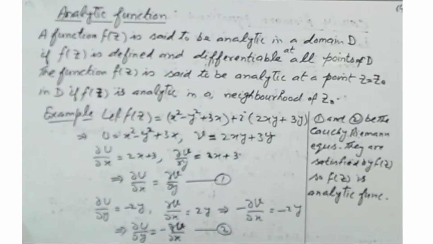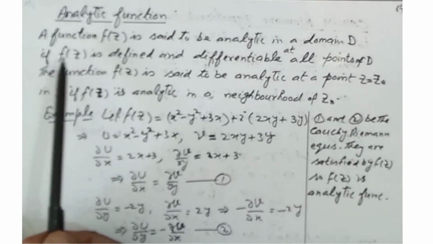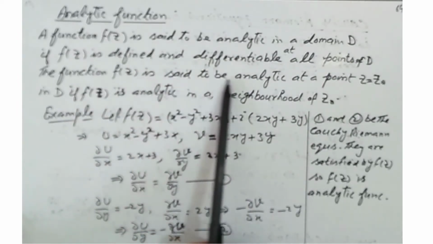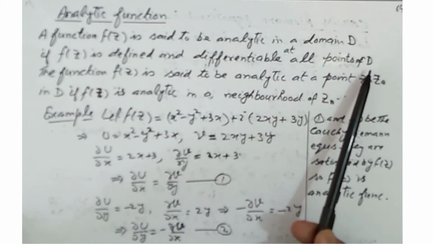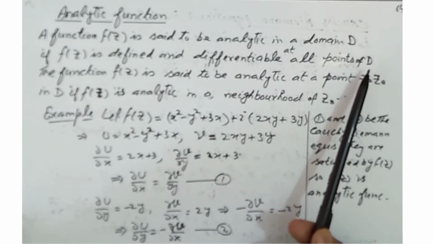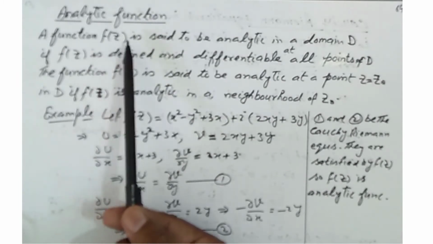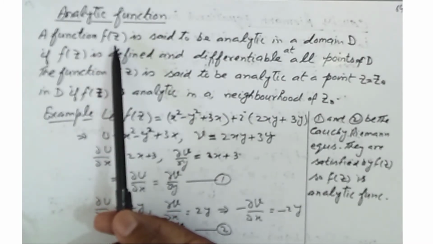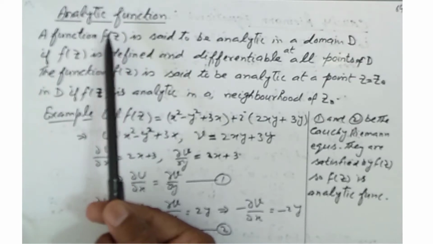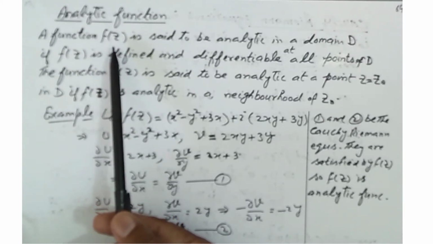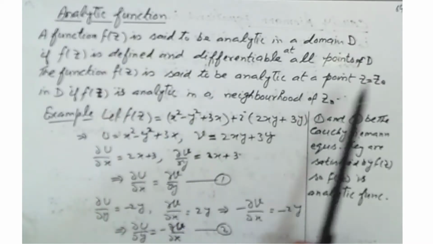Now the very important function in the field of complex numbers is the analytic function. A function f of z is said to be analytic in the domain D if f of z is defined and differentiable at all the points of D. If some domain is given, this function is defined. Defined means this function has a definite value at every point in the domain, and differentiable means this function also has derivatives at all the points of the given domain D.